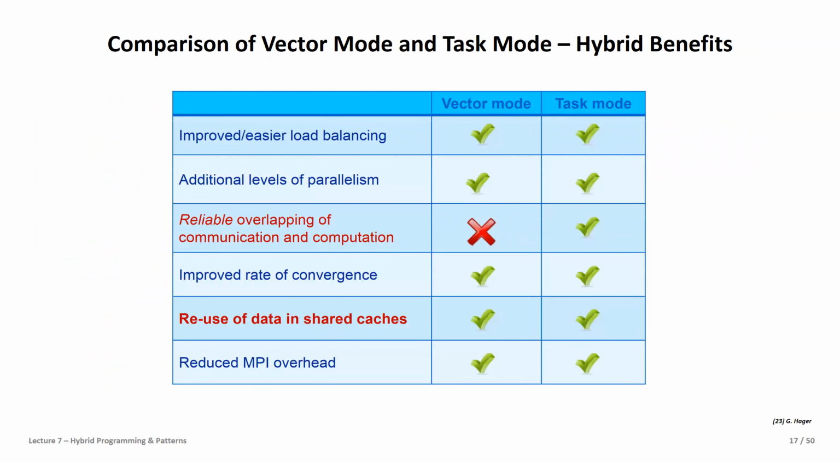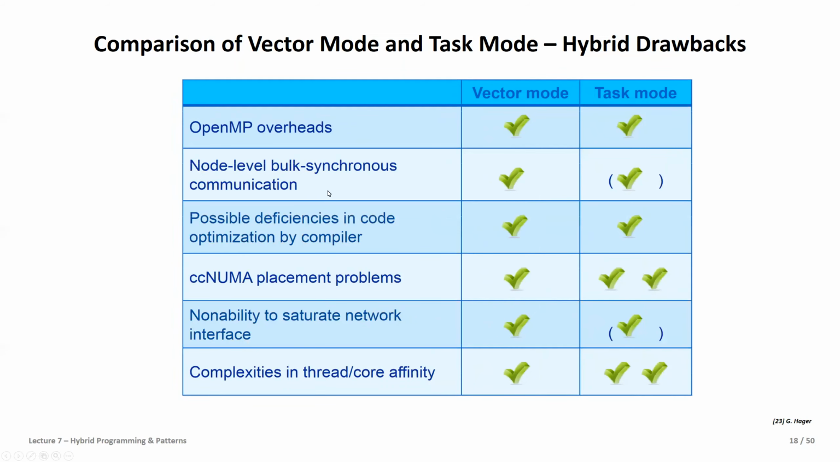Hence, we know the vector mode would be a little bit the mode of choice here, but of course, here and there you have benefits of doing the task mode. That's why people are doing it. And you see the overlapping, for instance, of communication and computation is a benefit of the task mode, justifying going from the vector mode, perhaps even to the task mode. And there are other factors, more or less drawbacks of doing hybrid, where the task mode has different elements as well where you have to be careful. But of course, when you manage it, it can lead to better performance here and there.